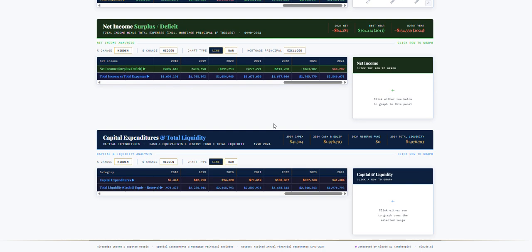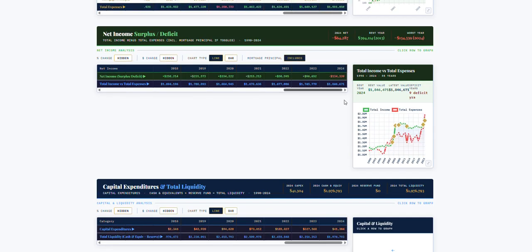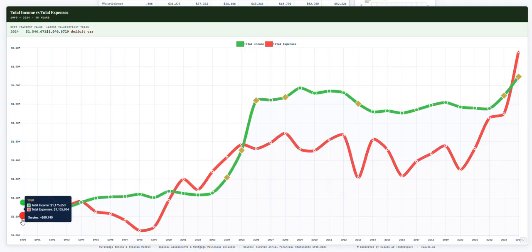But let's move on here for a second. What I'd like to show you is the income versus total expenses. And we want to show that as a line graph, which we have here. It's a bar graph. It's not as effective, but it's a line graph. It's a little more effective. And we also want to include the mortgage principal costs so that we show the total income correctly and total cash flow correctly and total expenses correctly. So green is total income and the red is total expenses over 35 years.